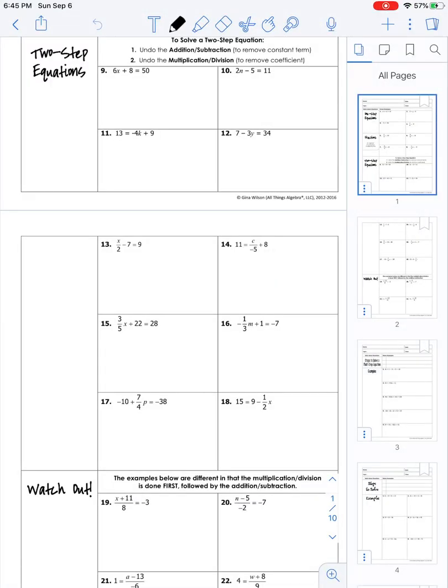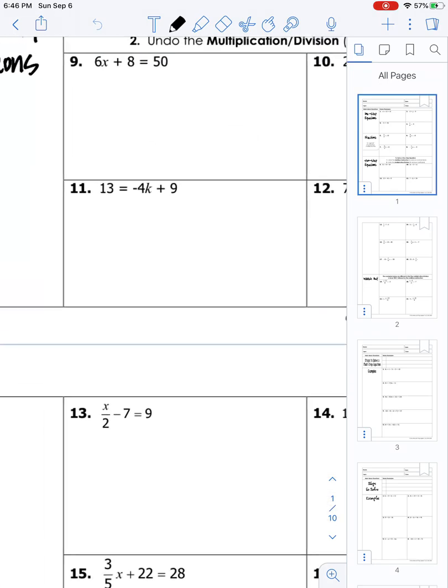All right, so now we're going to start two-step equations. On two-step equations, obviously there's two steps. So let's start here on number 9.